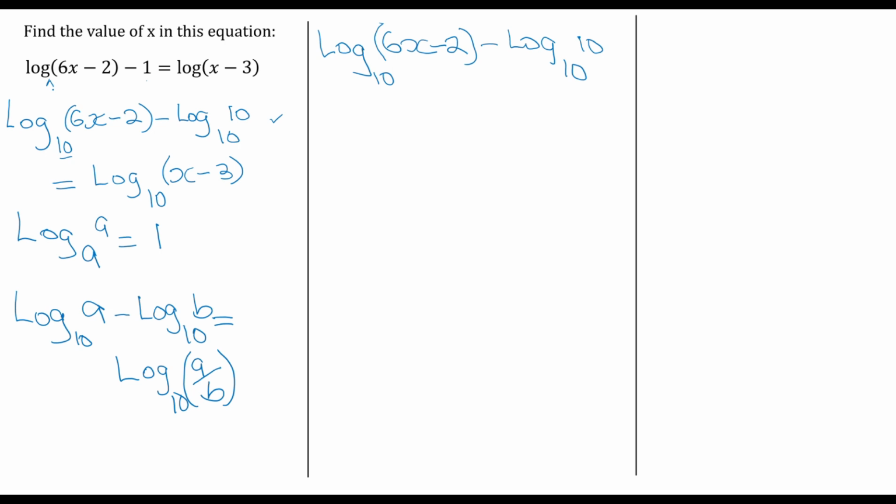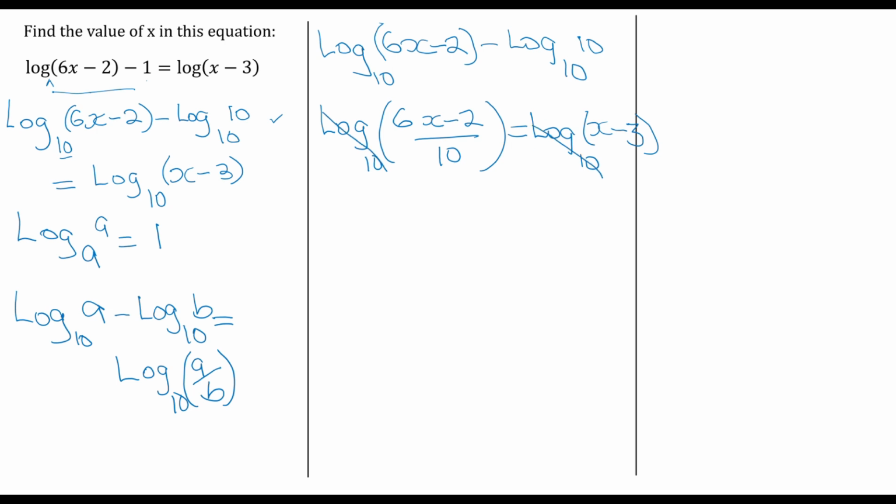I'm picking the left hand side. What we have is the same as saying log of (6x minus 2) divided by 10 to base 10. That's your left hand side. What about the right hand side? It doesn't change. So you are left with log 10 of x minus 3. Since you have logarithms on both sides, you cancel them out. You are left with (6x minus 2) over 10 is equal to x minus 3.